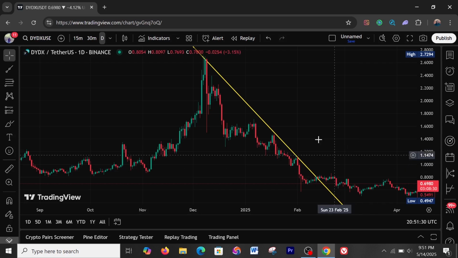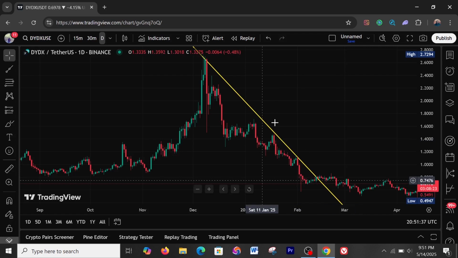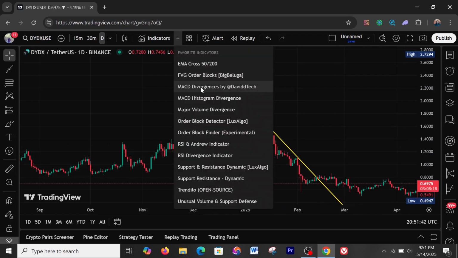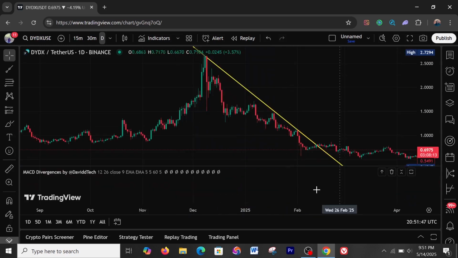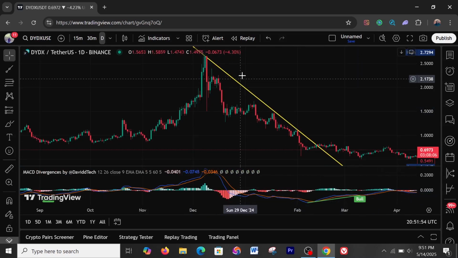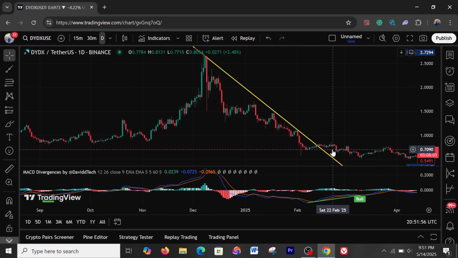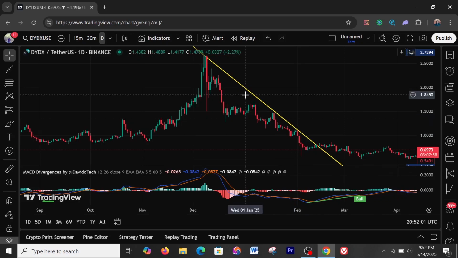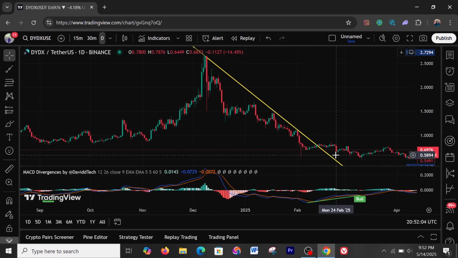So you could notice there's a clear trend line breakout, which is actually part of my requirements. The first is divergence. So we'll use the MACD divergence by DYDX. So we'll check divergence, and yes, there is a divergence here. You could see this divergence after the trend line break. So divergence first, then the next is a trend line break, which also corresponds.